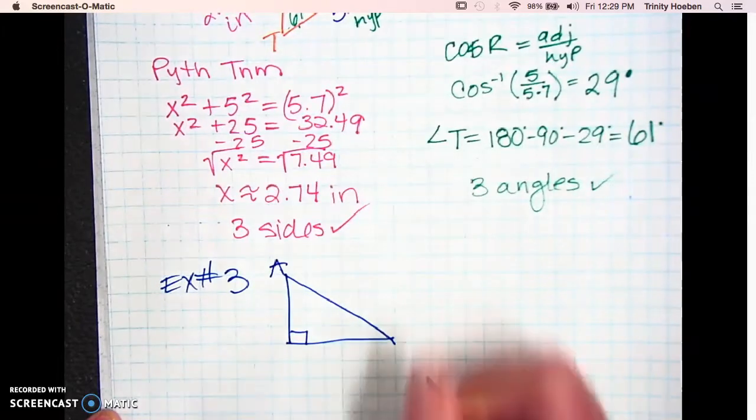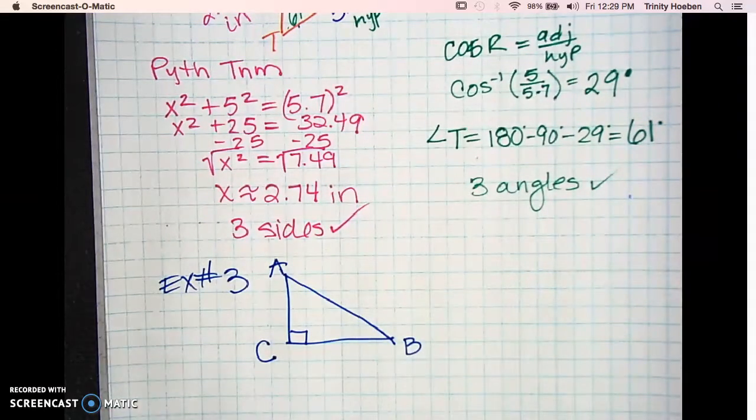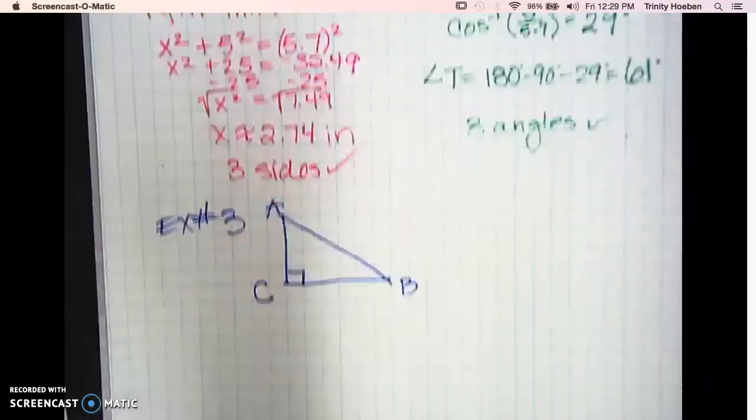See it? My hand's in the way. Let me move it up a tad.